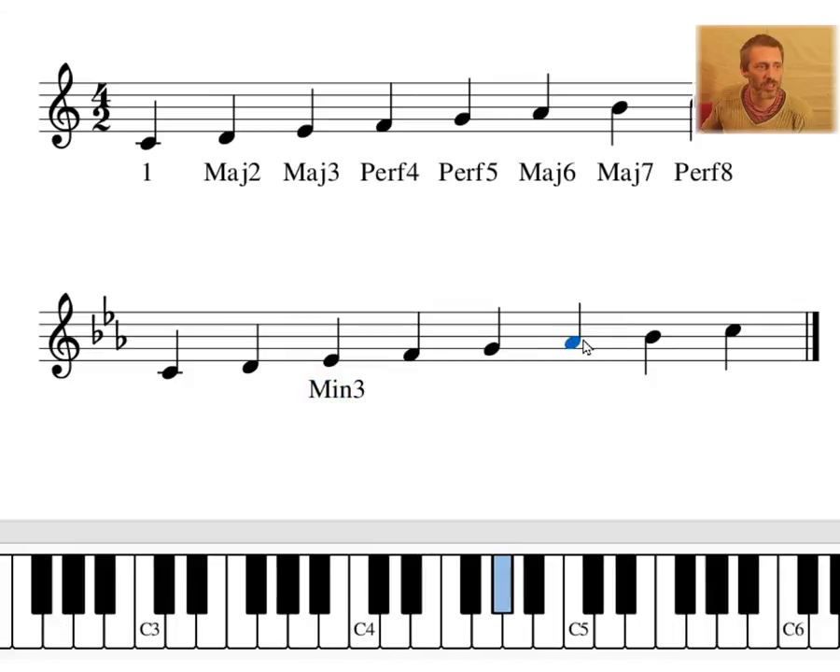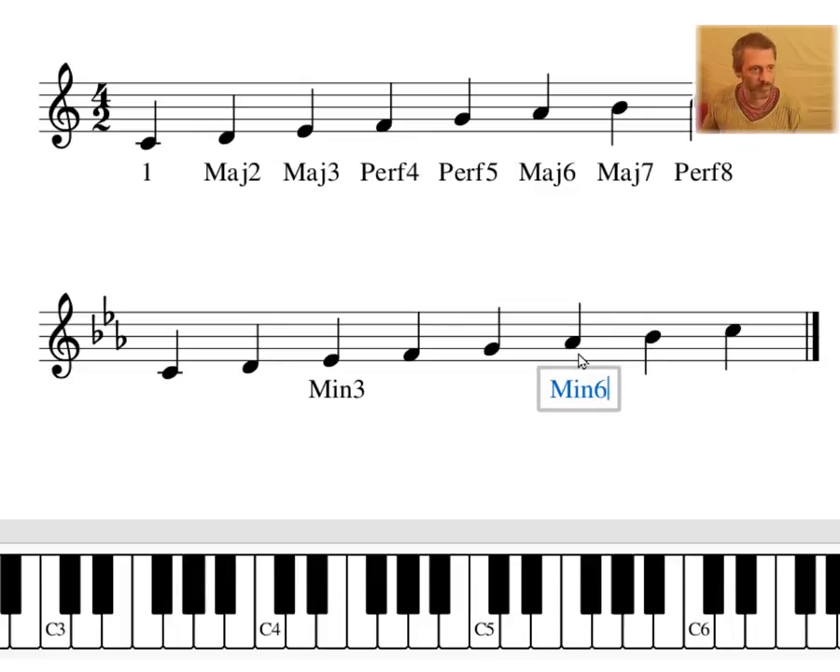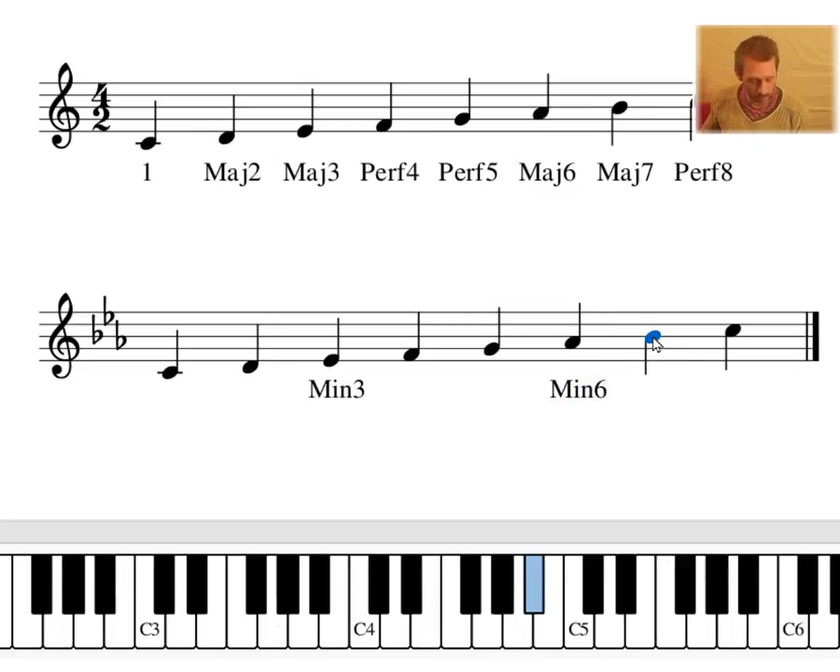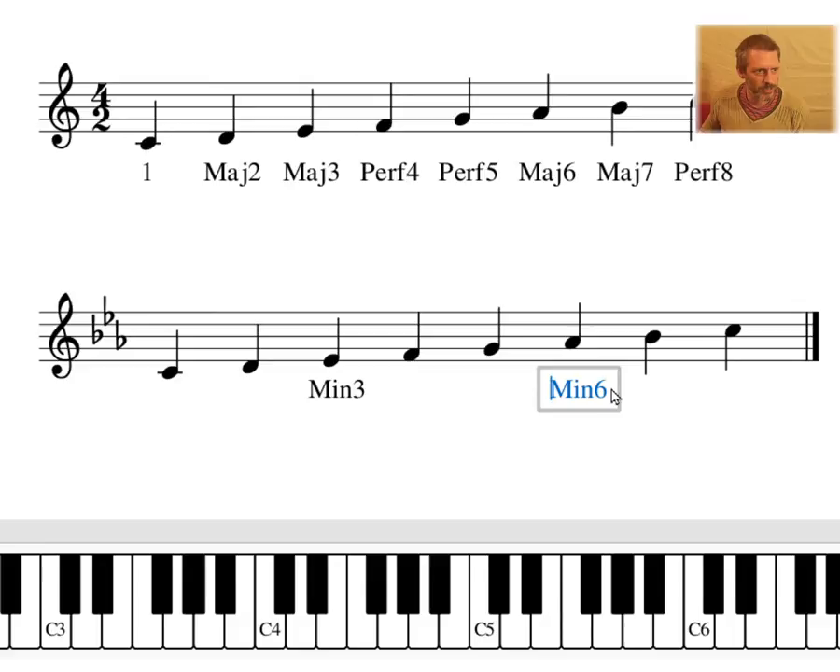And our major 6th becomes a minor 6th. I'm making a right mess of this. Sorry. And similarly, the B flat would be a minor 7th. Sorry, I'm having some technical issues. Why is this not letting me write on it? There we go. Let's try it that way. Minor 7.